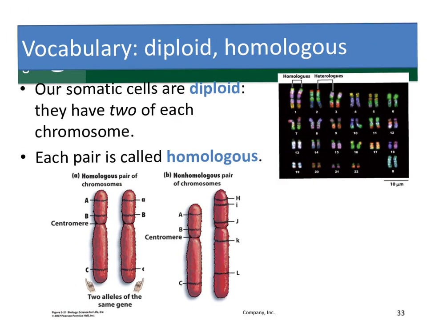Okay, so vocabulary. Our somatic cells, that means our general body cells, never give rise to gametes. They're diploid. They have 2 of each chromosome. Each pair is homologous. They have the same genes in the same places on the chromosomes. It doesn't mean that each gene is identical. They might have different alleles. So there's different versions of a gene.